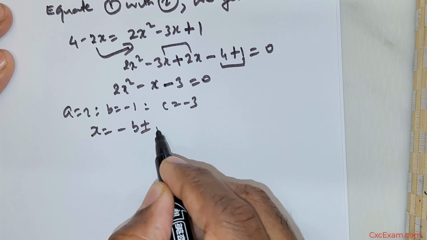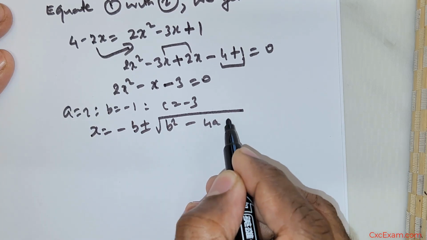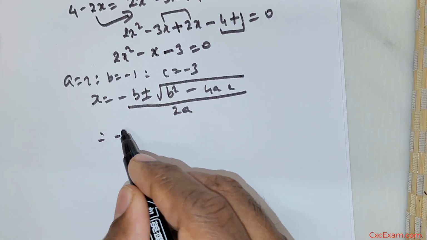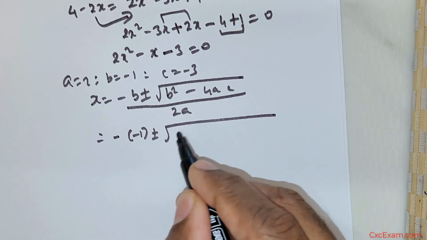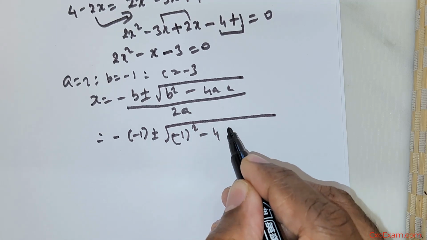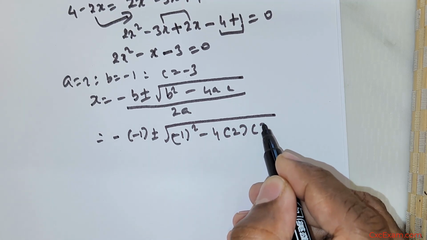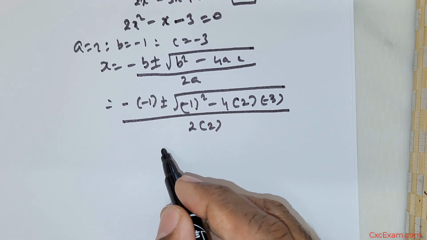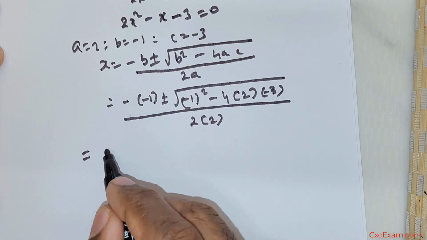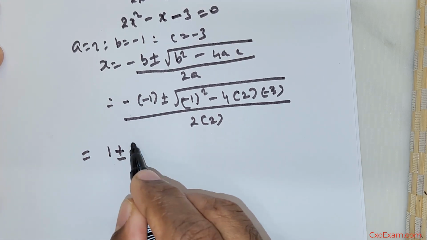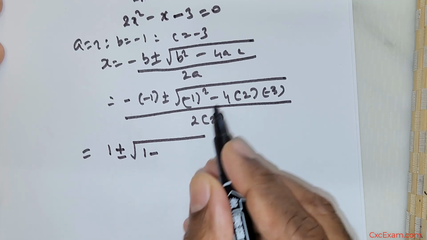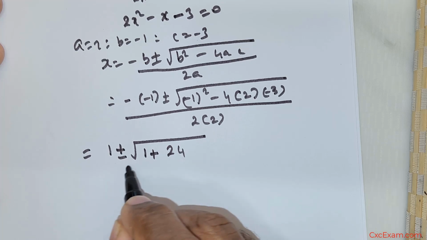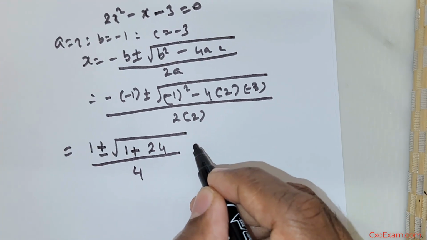So formula is negative b plus or minus square root of b squared negative 4ac divided by 2 times a. So negative of negative 1 plus or minus square root of negative 1 squared negative 4 times a times c, which is negative 3, divided by 2 times a, which is 2. So negative negative positive. So plus or minus square root of positive negative negative positive. 4 times 2 is 8, 8 times 3 is 24, divided by 2 times 2 is 4.